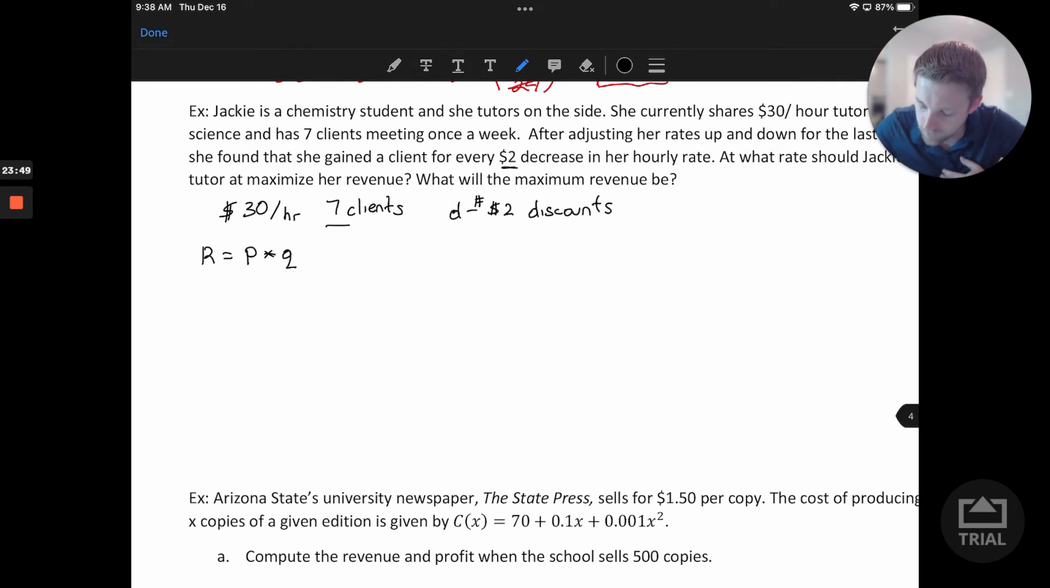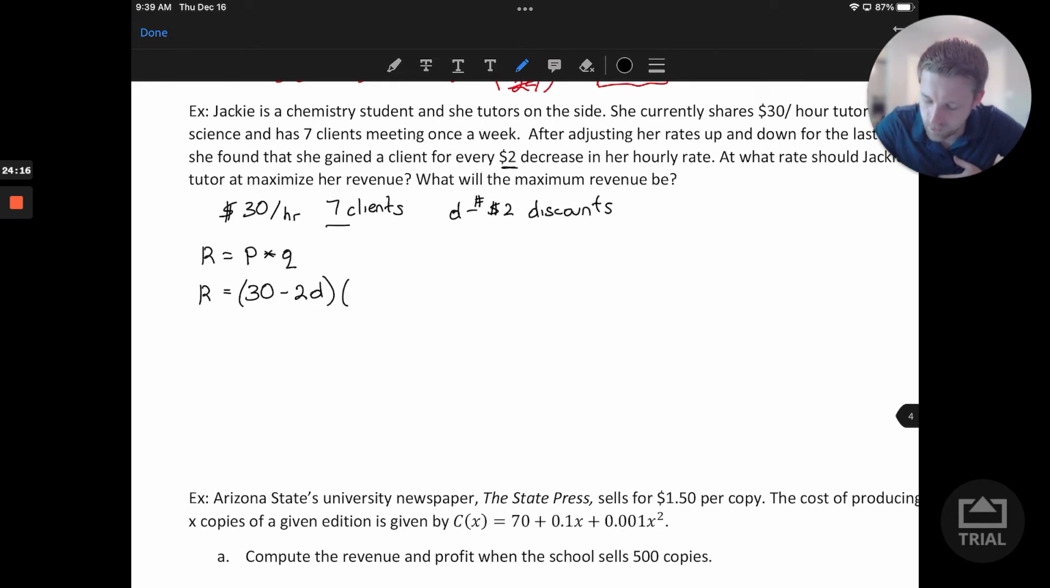So let's consider the price here. The price, we could say, currently is $30, but for every discount she gives, it's going to go down $2. So I would say it's going to decrease 2 for every discount. And again, D is going to just measure the number of discounts here, not the dollar amount.